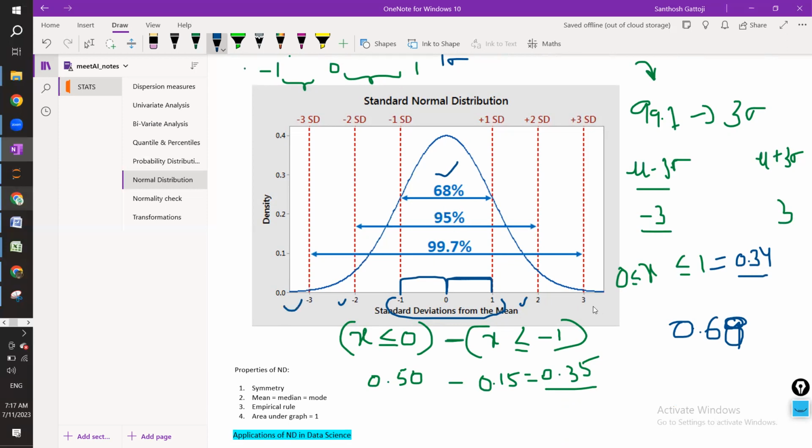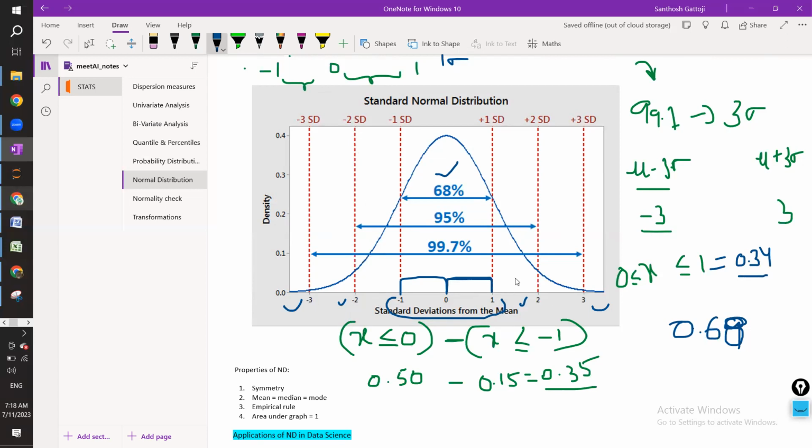And from minus 3 to 3, almost 100% of the data is clearly found. So I've shown you how to calculate from minus 1 to 1 standard deviation. You can simply extend that to minus 2 to 2. You can directly take x less than 2 and then separate it from x less than minus 2. This area, that area.